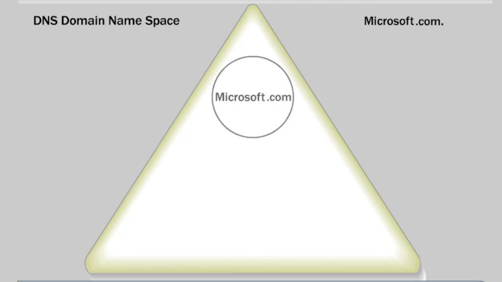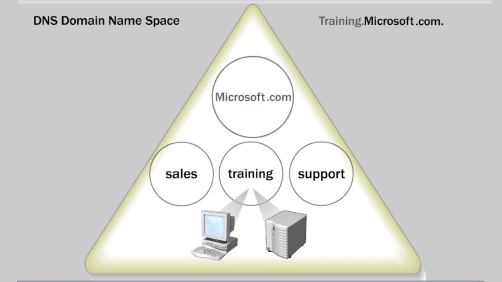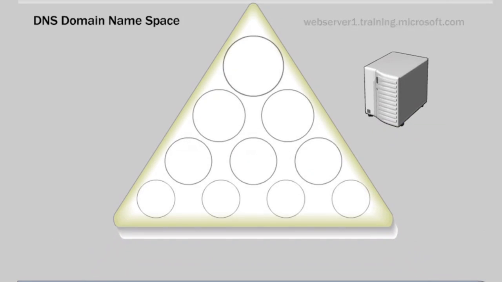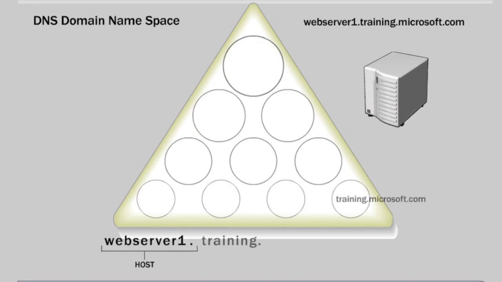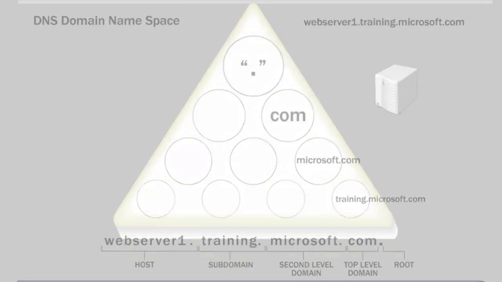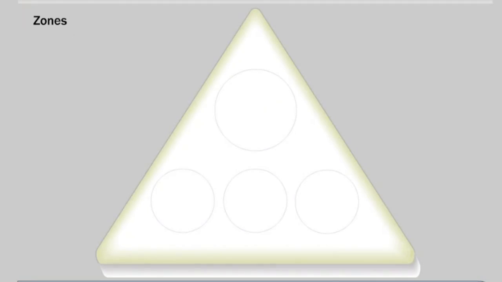Second-level DNS domains can have many subdomains, and any domain can have hosts. A host is a specific computer within a domain, such as Computer 1 or Web Server 1 in the training subdomain of the Microsoft.com domain. A fully qualified domain name, or FQDN, describes the exact relation of a host to its DNS domain. DNS uses the FQDN to map a host name to an IP address. For administrative purposes, DNS domains can be organized into zones.